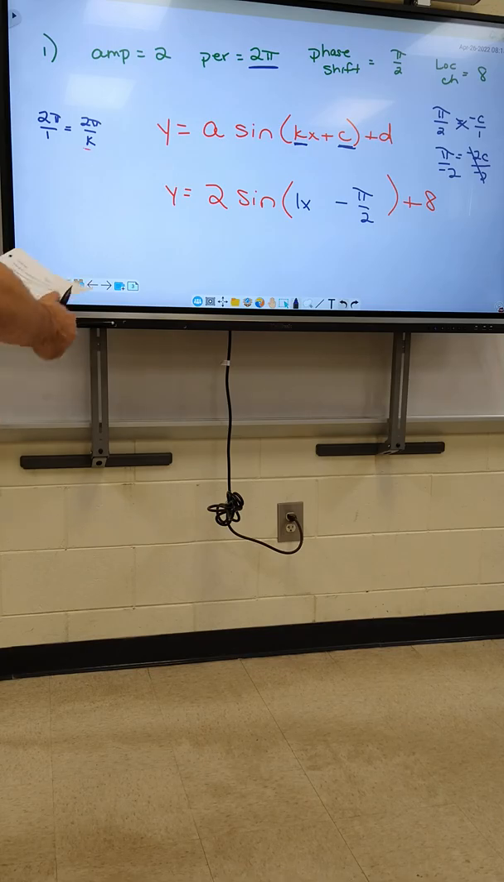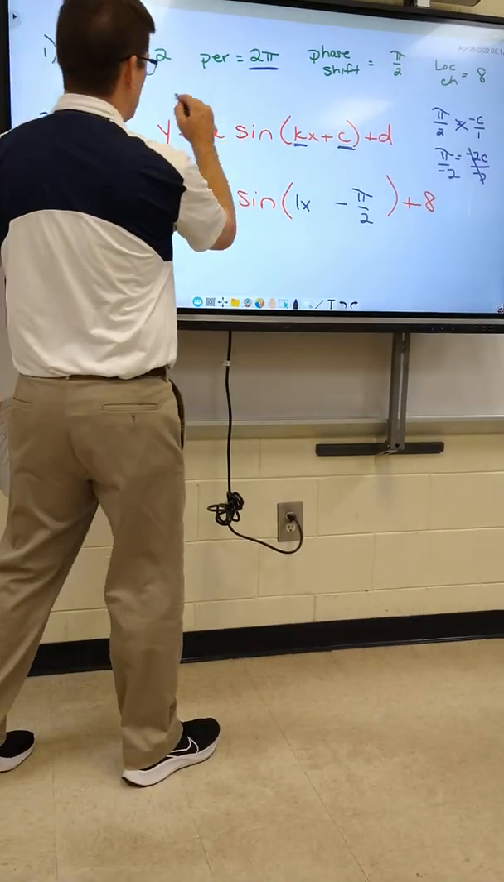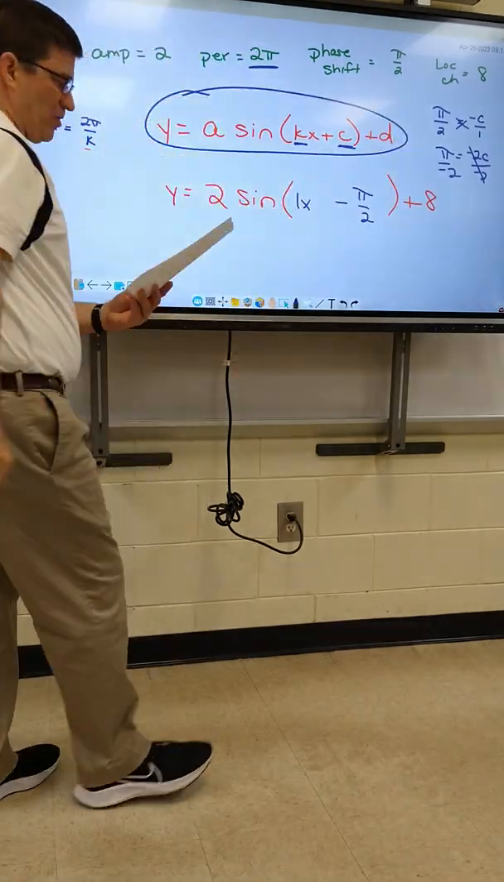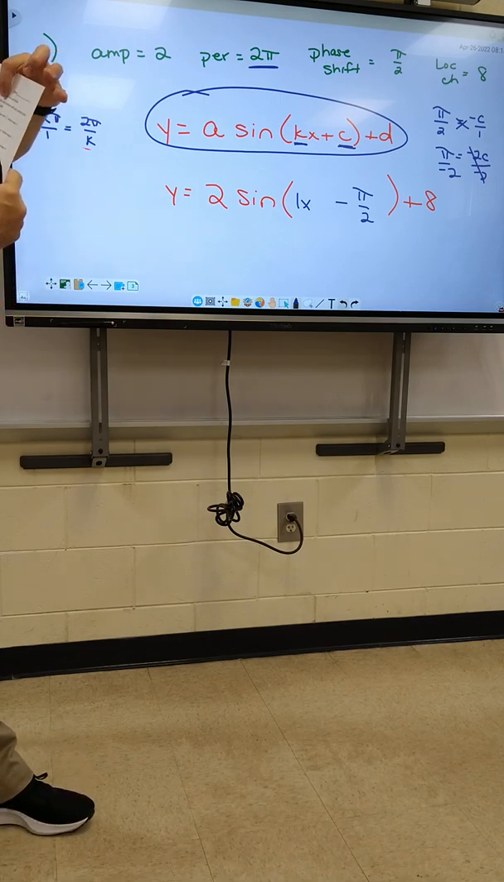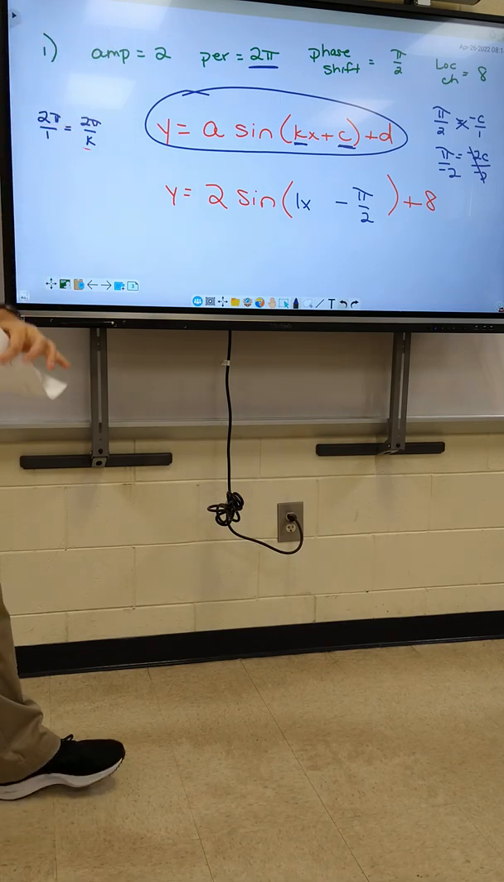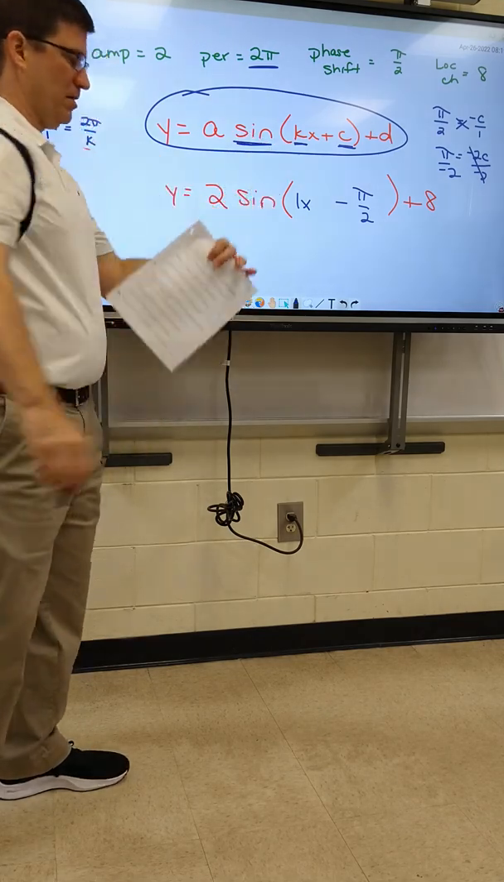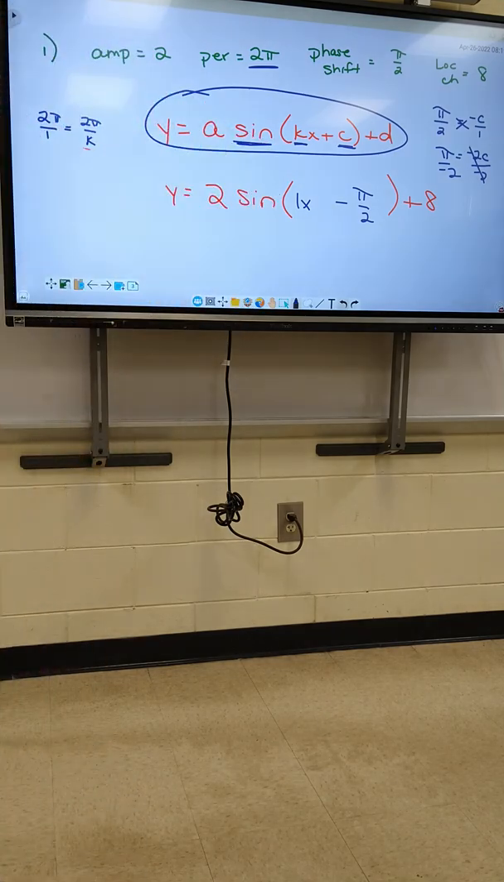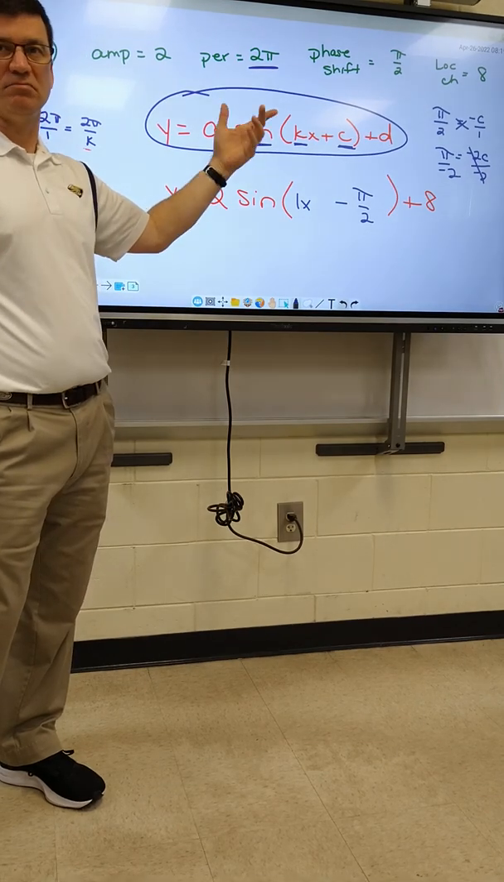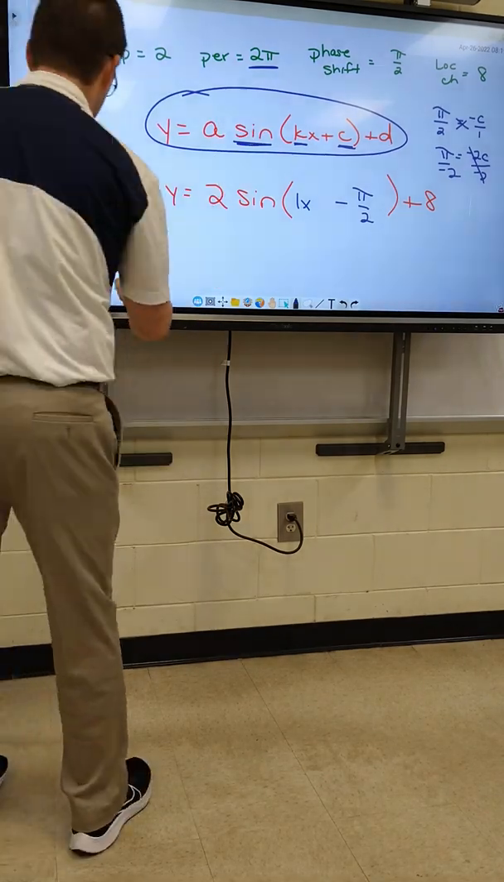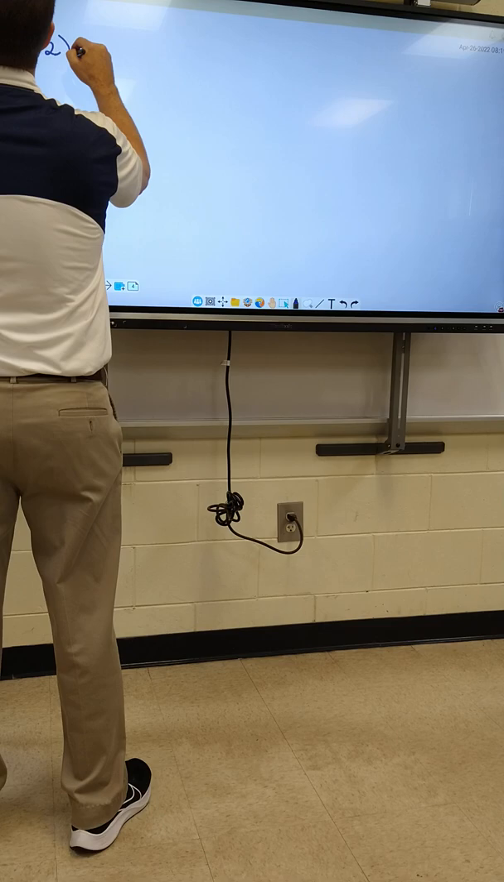Any questions on that one? You're going to use this formula for all the problems on 1, 2, 3, and 4 because your instructions say write the equation for the sine function. So we'll have sine right here. On 5, 6, 7, and 8, the instructions say find the equation for the cosine function. It's the exact same thing. You'll just put cosine here instead of sine. All right, let's go to number 2.